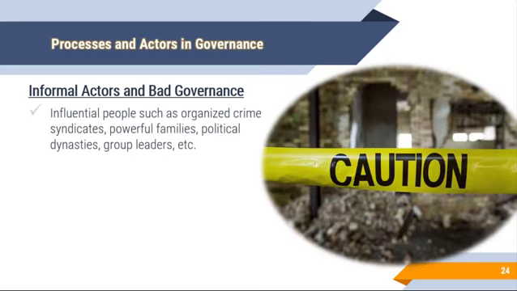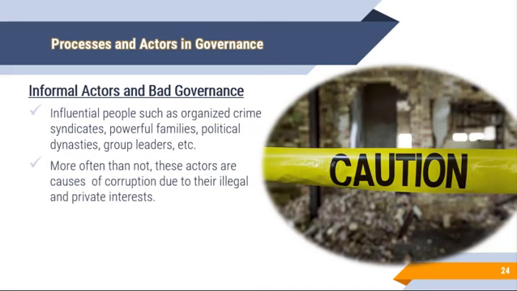Informal actors and bad governance. Informal actors are those influential people such as organized crime syndicates, powerful families, political dynasties, and non-profit group leaders who have massive influence over people and others that may affect the usual processes in governing. More often than not, these actors are causes of corruption due to their illegal and private interests.